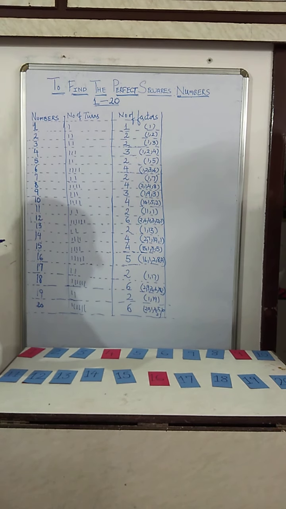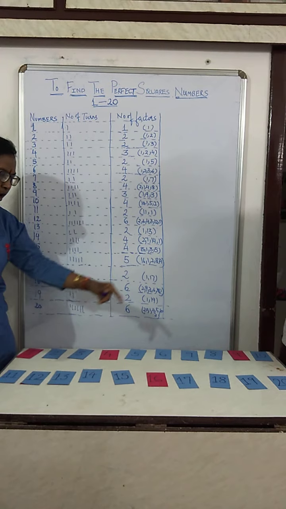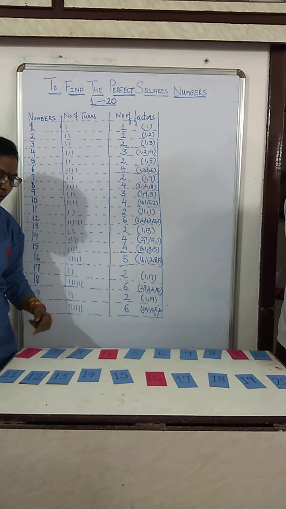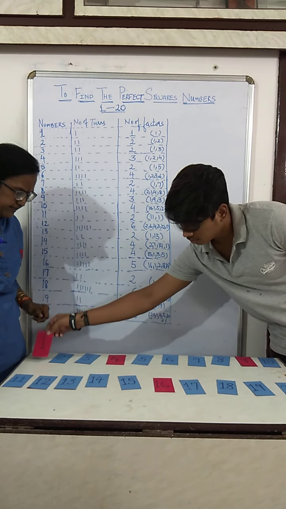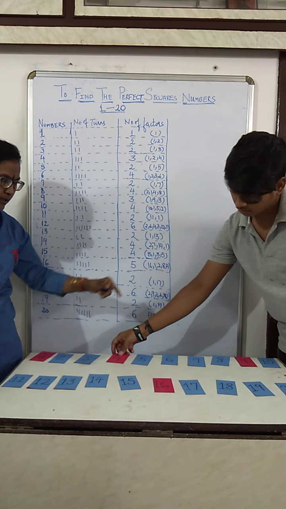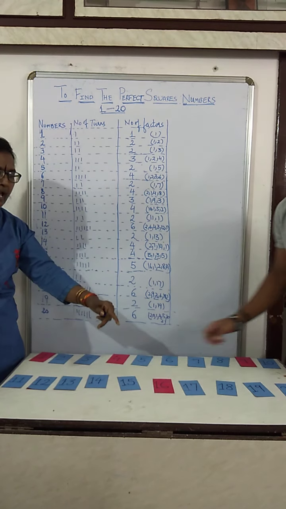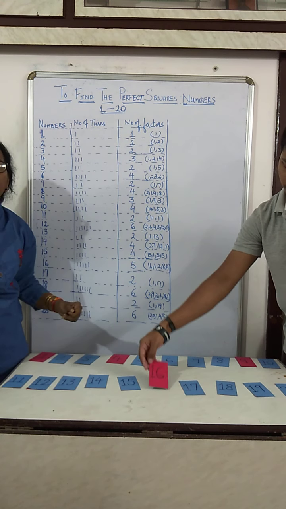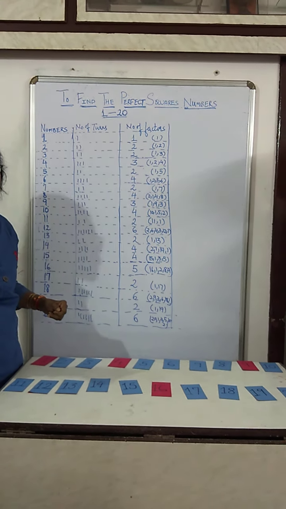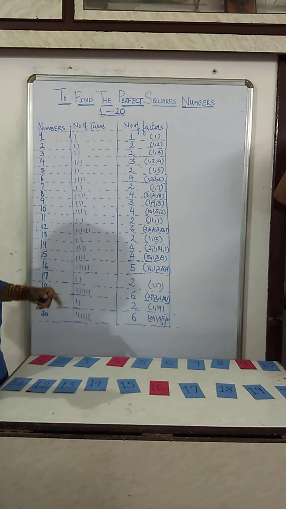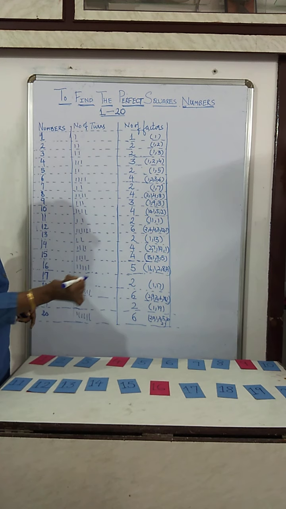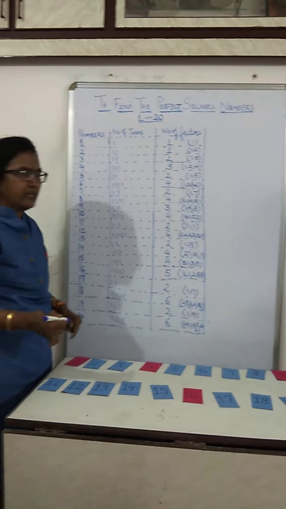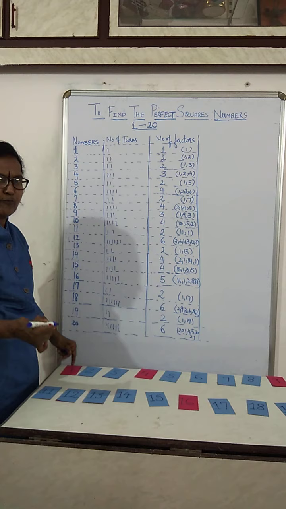Now what we will see? Now you can see all those cards which we have turned upside down. The cards whose color is pink are 1, 4, 9 and 16. So these are the cards which are the perfect squares. So 1, 4, 9 and 16 are the perfect squares. So we have found the perfect squares from 1 to 20.